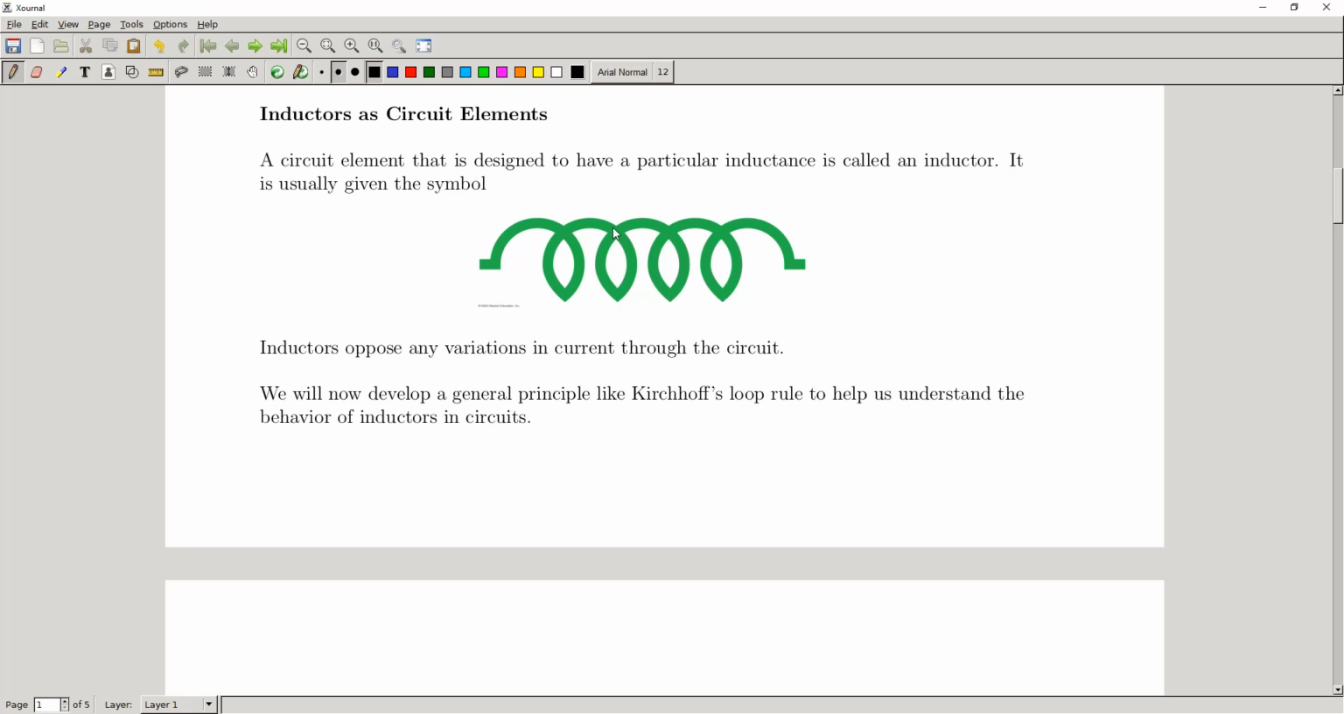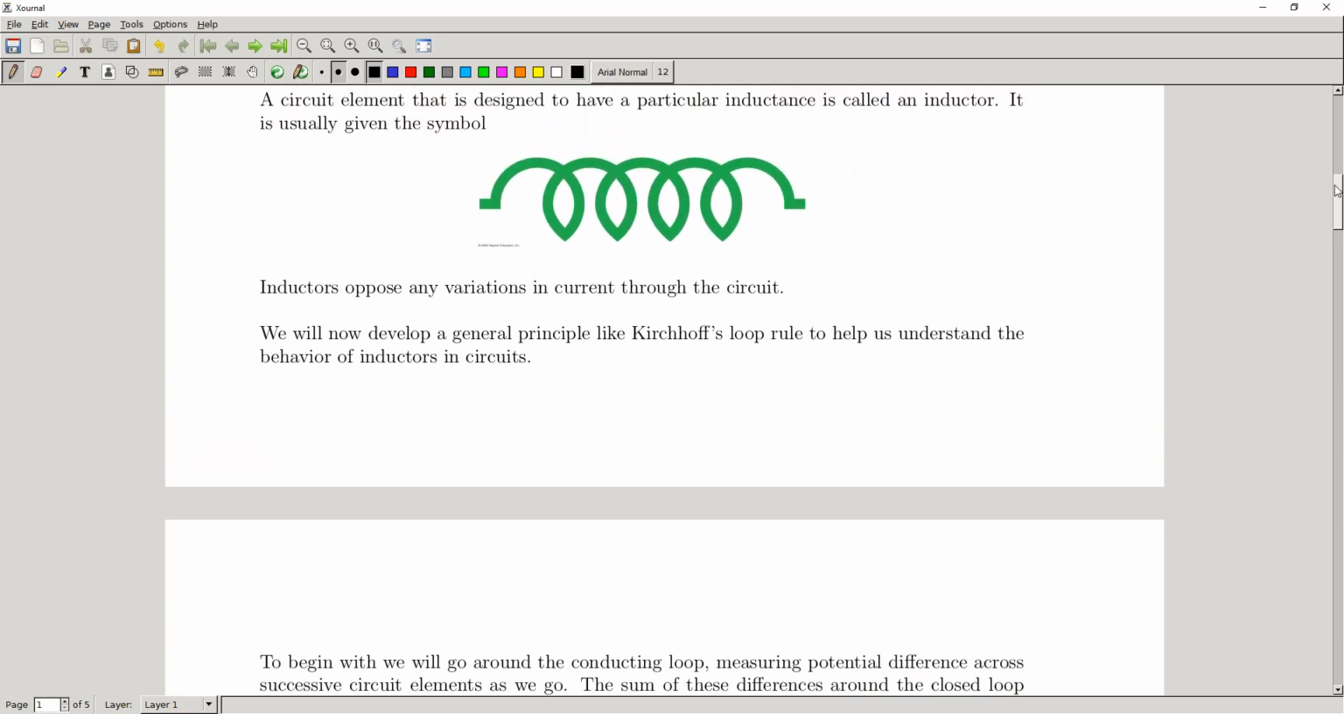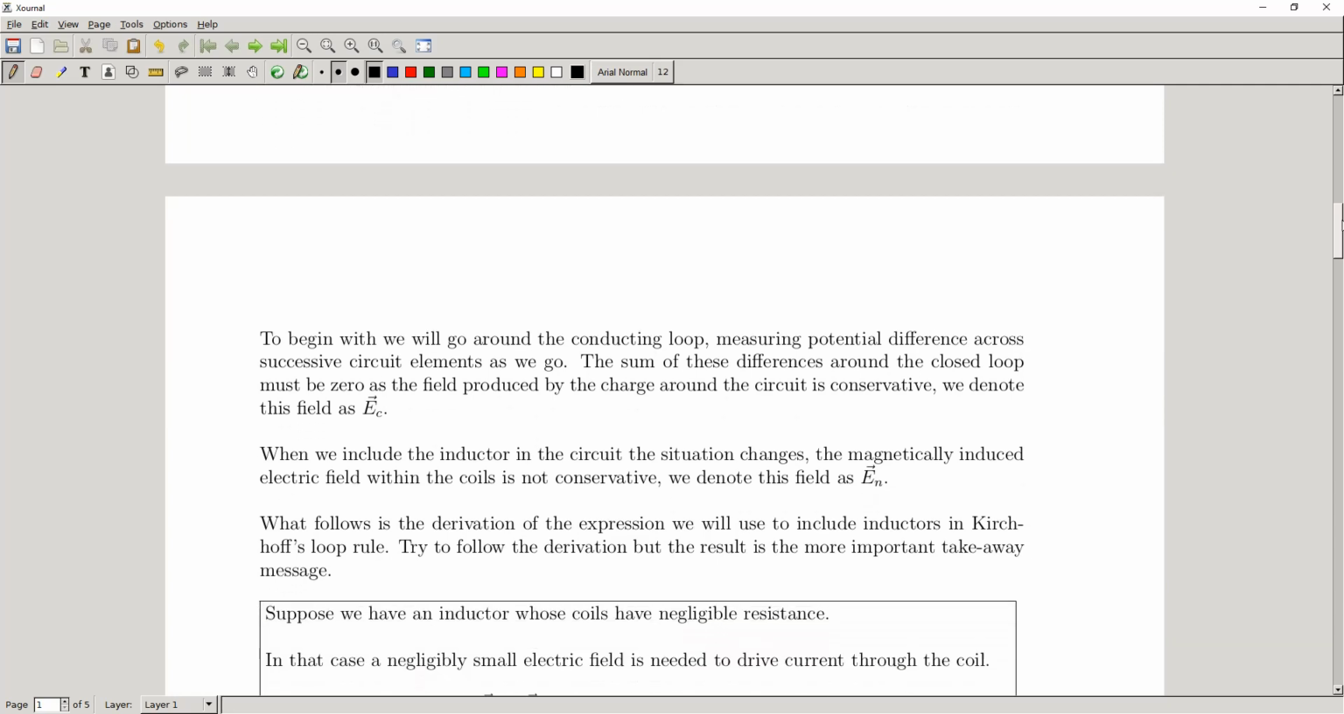Okay, we're now going to develop a general principle that allows us to use these inductors in our circuits, or at least allows us to do calculations using Kirchhoff's loop rule in circuits that contain these inductors. So we want to be able to use Kirchhoff's laws to do calculations where these inductors are included, and we need an extra piece of the puzzle here to be able to do that.